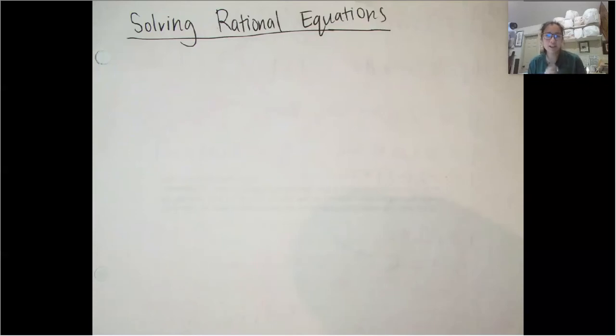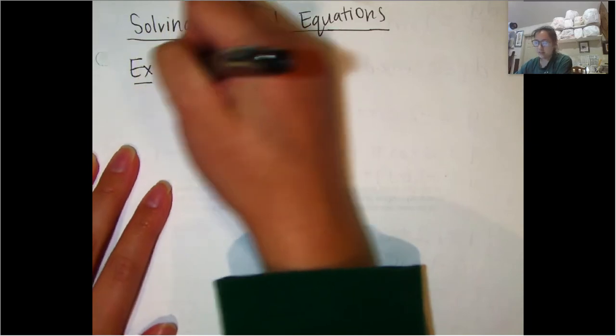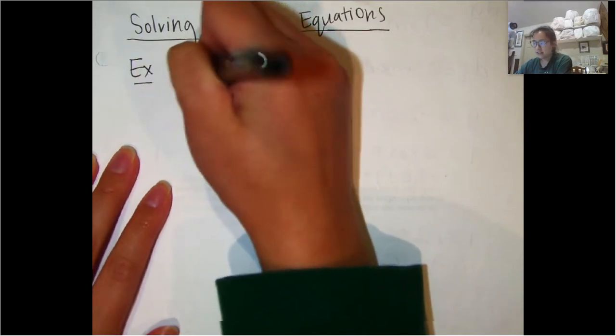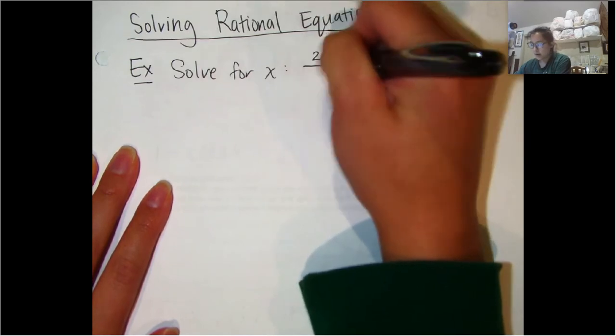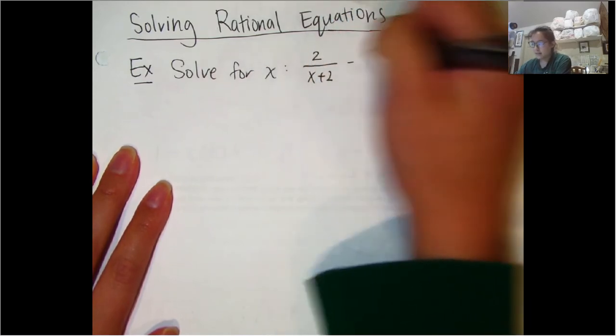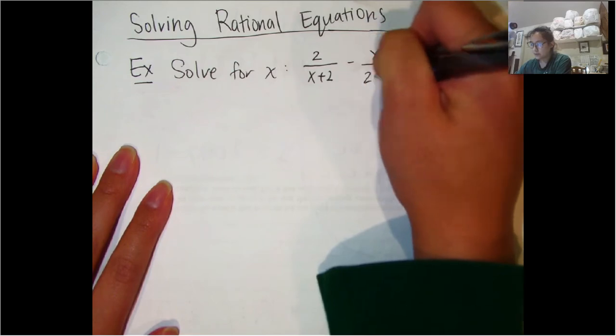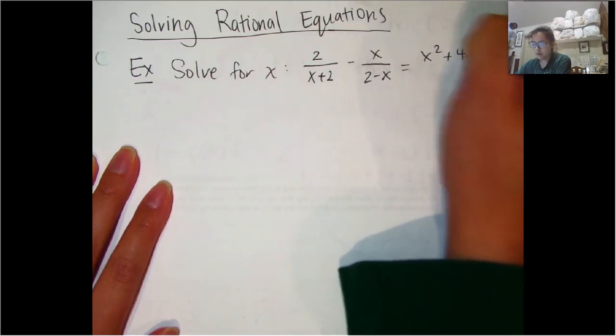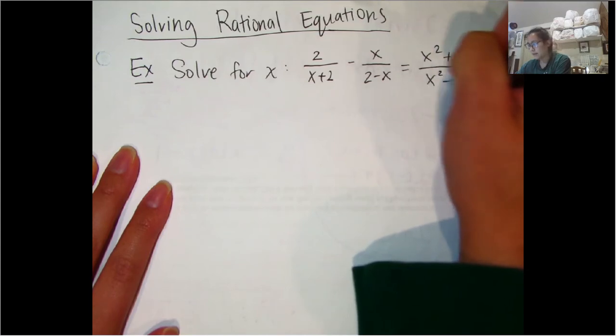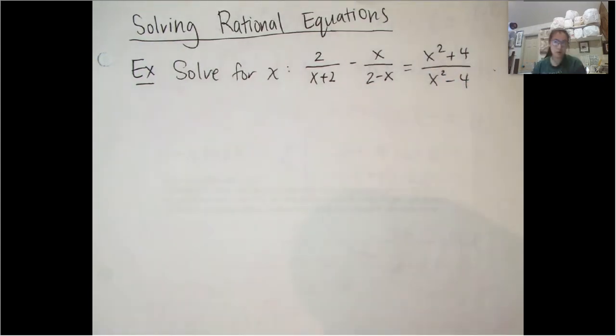We're going to talk about solving rational equations. We're going to do this by doing a few examples. In our first example, we're going to solve for x, given 2 over x plus 2 minus x over 2 minus x equals x squared plus 4 over x squared minus 4. You'll realize this is actually an equation because there's an equal sign.